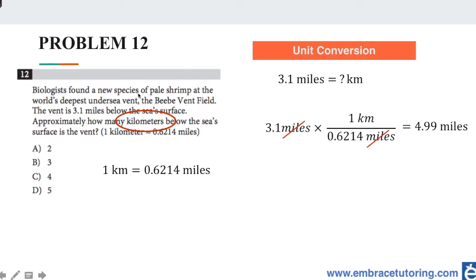I also notice that it says approximately how many kilometers. So I notice my answer choice here is not exact, and what I'm going to need to do is round. So 5 is really going to be my best answer. So 4.99 would round up, making D my best answer for question number 12.